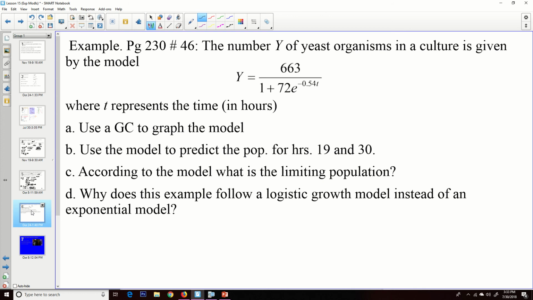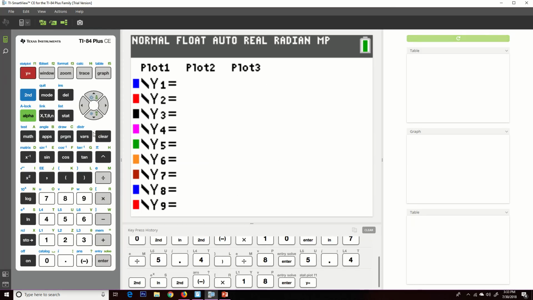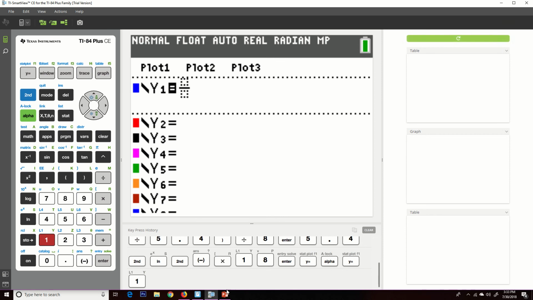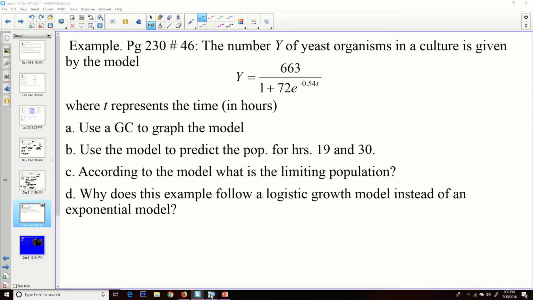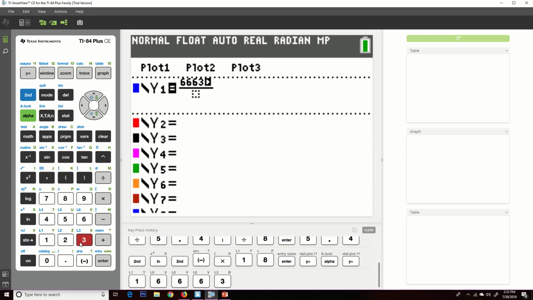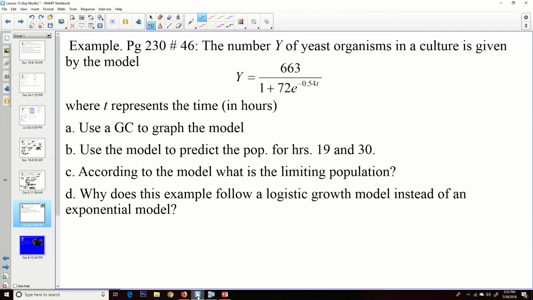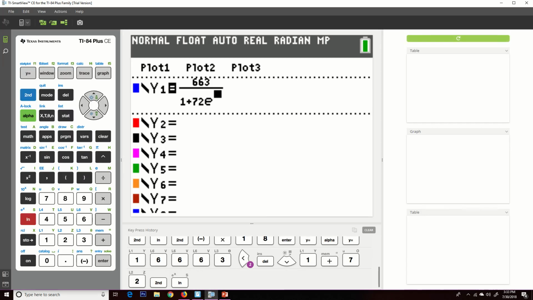Okay, so let's use a graphing calculator to start graphing this thing. And so I'll go to my y equals, and let's go alpha stat plot, and then we'll get a fraction there so we can put it in and have it look nice. So I get 663, oops, too many sixes, over 1 plus 72 e to the negative 0.54 t.